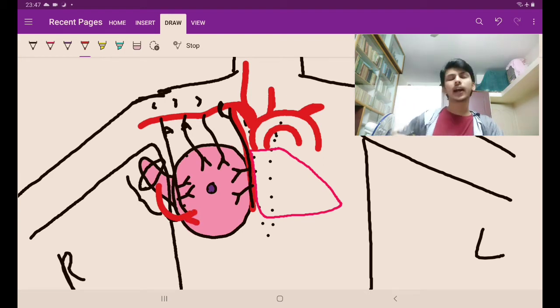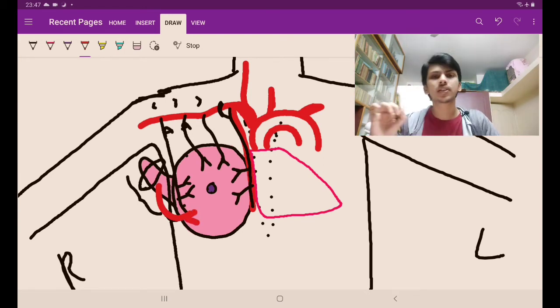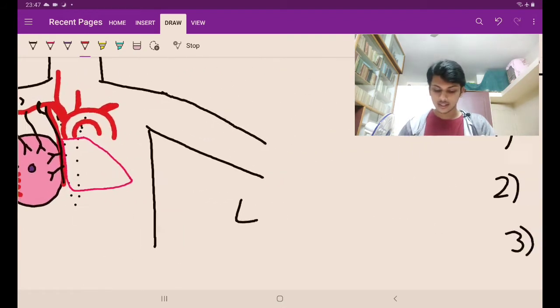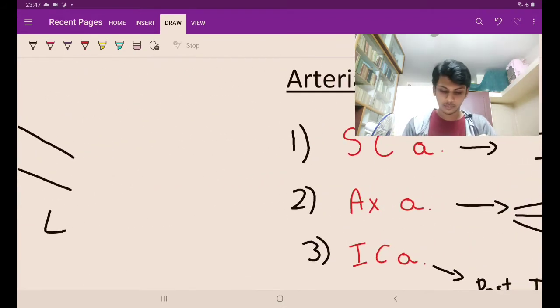From behind it is supplying too, so the posterior intercostal artery should be there, right? Between the ribs there is the intercostal artery, and from behind there is the posterior intercostal artery. So they too supply the breast. Okay, this is in brief the arterial supply of the breast.